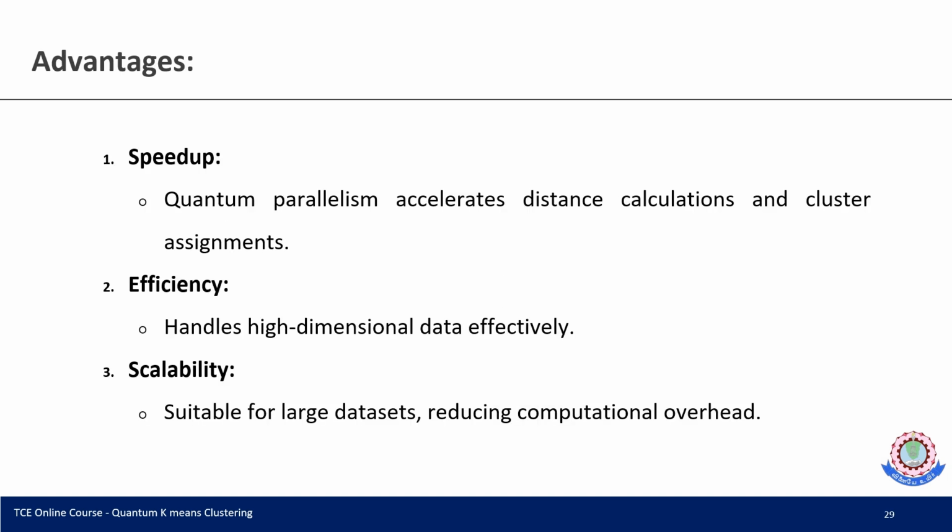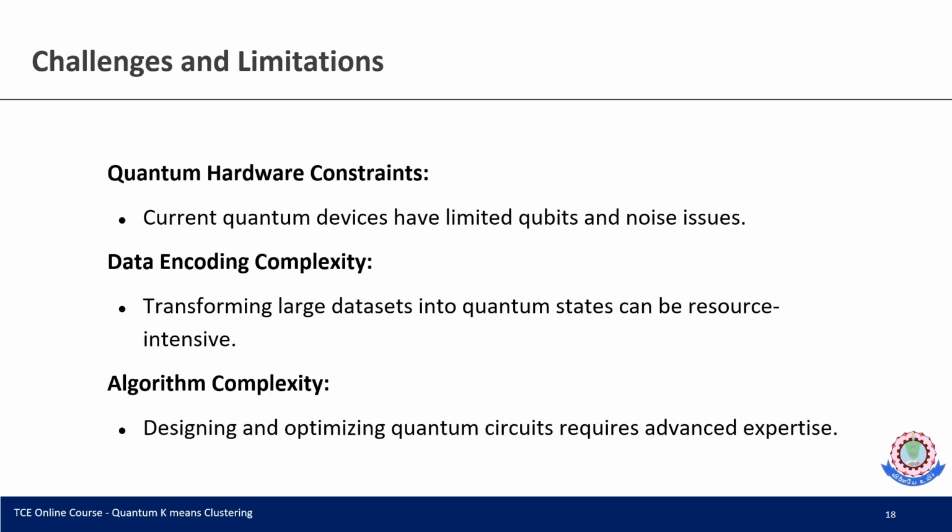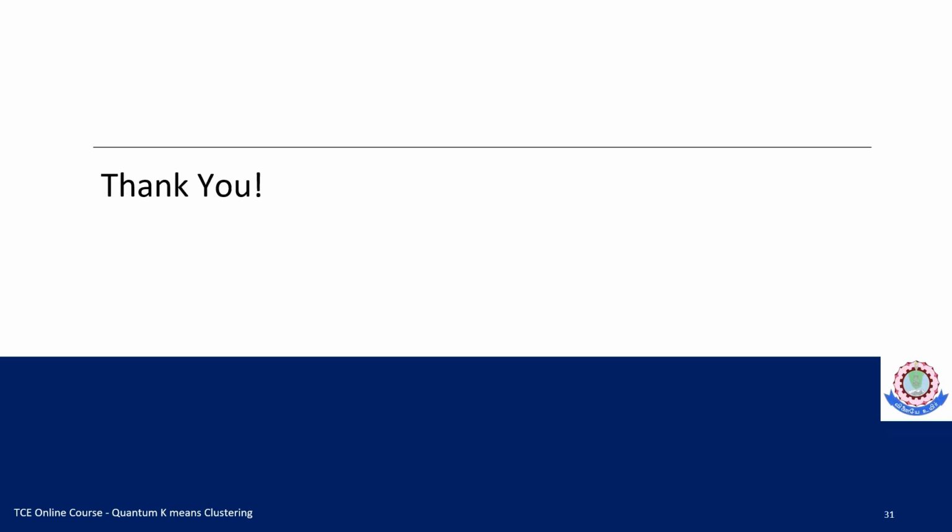Advantages of K-means clustering using quantum: speedup, because quantum parallelism accelerates distance calculation and cluster assignments with the help of quantum gates. Efficiency: it handles high-dimensional data effectively. And scalability: we can easily go with large datasets. Challenges: definitely quantum hardware constraints. Current quantum devices have limited qubits and noise issues. Data encoding complexity and algorithm complexity are also there.